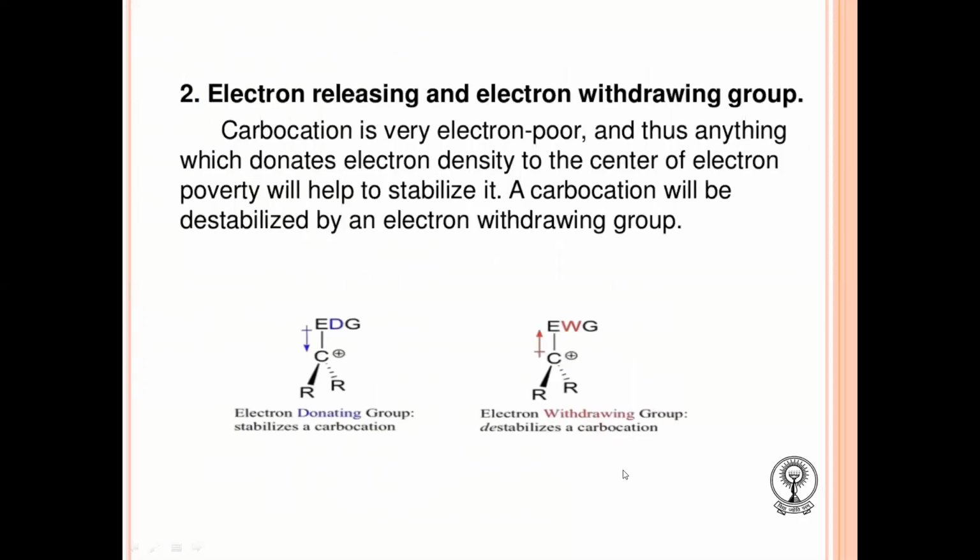Electron releasing and electron withdrawing group. If electron donating groups are present on a carbocation, it stabilizes more. See here, electron donating groups are present on the carbocation, it stabilizes more. If electron withdrawing groups are present on carbocations, it destabilizes the carbocation.